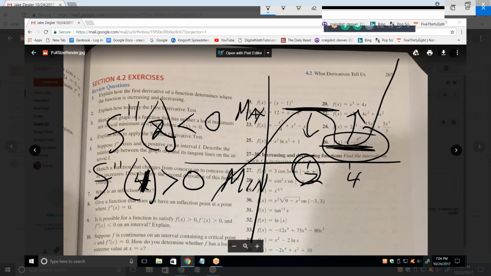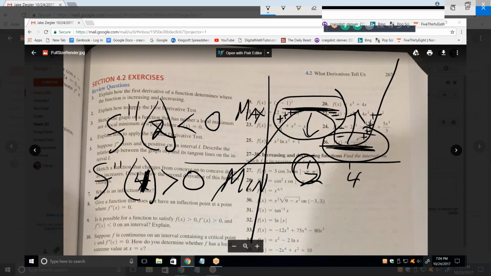If f double prime is equal to 0, you can't tell anything about it, and you have to go back and apply the first derivative test. In other words, the first derivative test would also tell us whether that was a maximum or a minimum, because it goes plus, plus, plus, and comes out minus, minus, minus. That means it's a maximum. If it goes in minus, minus, minus, and comes out plus, plus, plus, that's a minimum. That's the first derivative test.